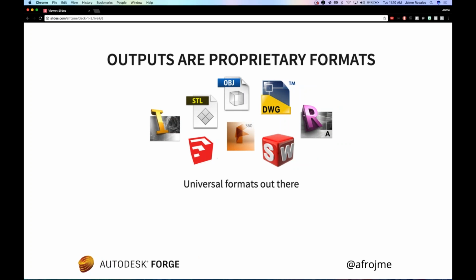And we know that there are some universal formats out there, such as STL and OBJ. OBJs we can use today with virtual reality. STLs we can use with 3D printers. But then at the same time, there are also some proprietary formats like Revit, DWGs from AutoCAD, SketchUp, and so on. Okay.